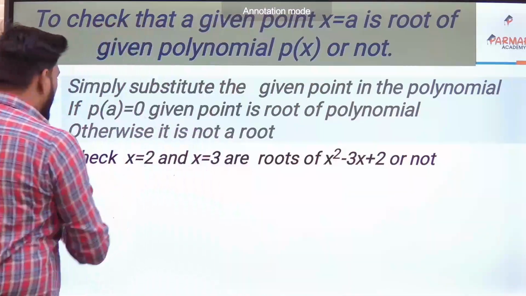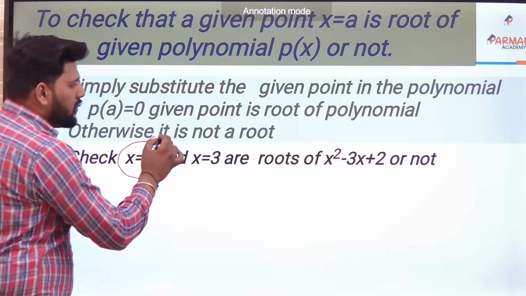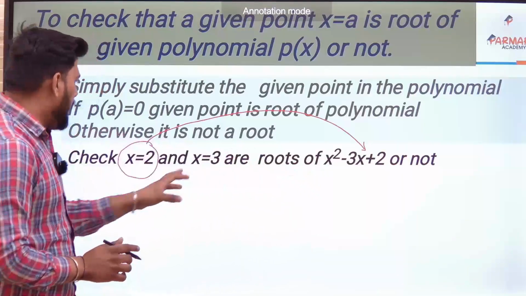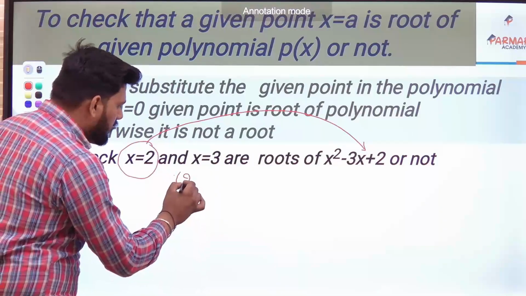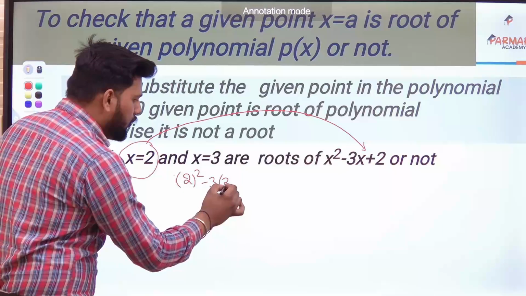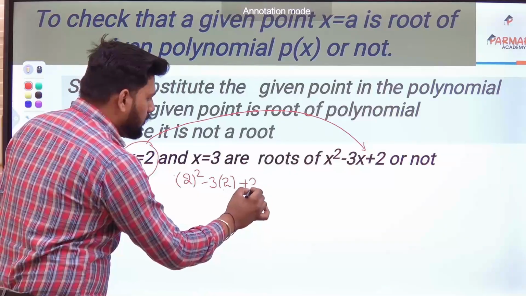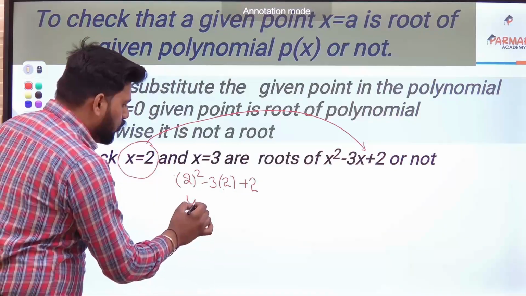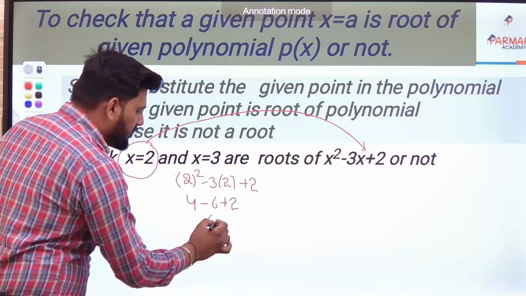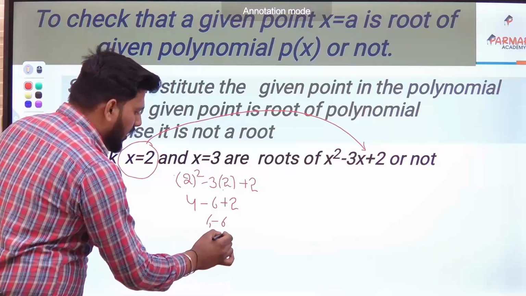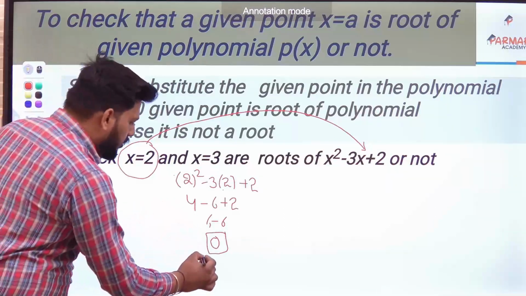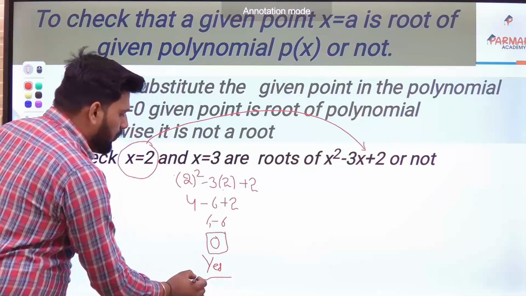So we have to check whether x is equal to 2 is a root of this polynomial, yes or no. Simply substitute x by 2. x square means 2 square, minus 3x means 3 into 2, plus 2. On calculation, I will get 2 square is 4, 3 2s are 6, plus 2. That is 6 minus 6, that is 0. At the end, I will get the value 0. So yes, x is equal to 2 is a root of the polynomial.